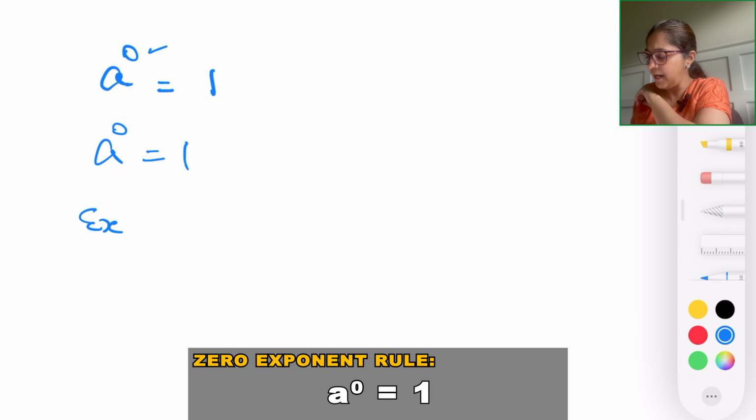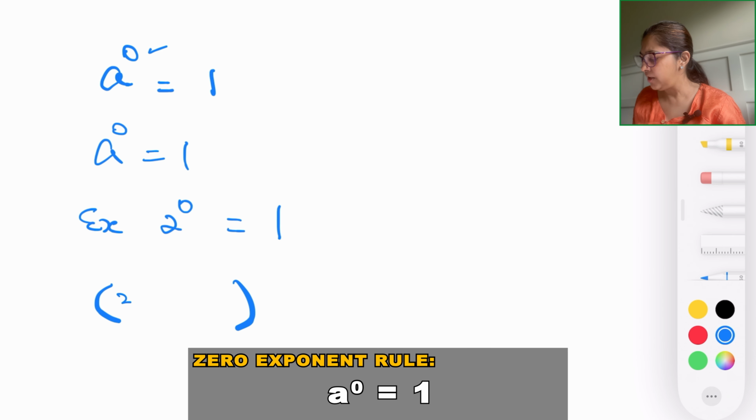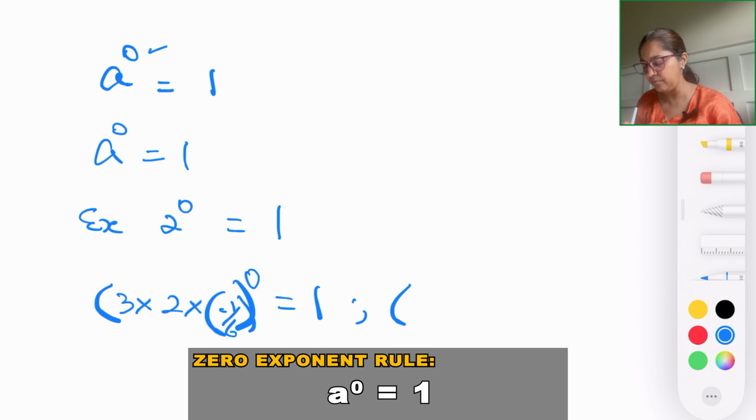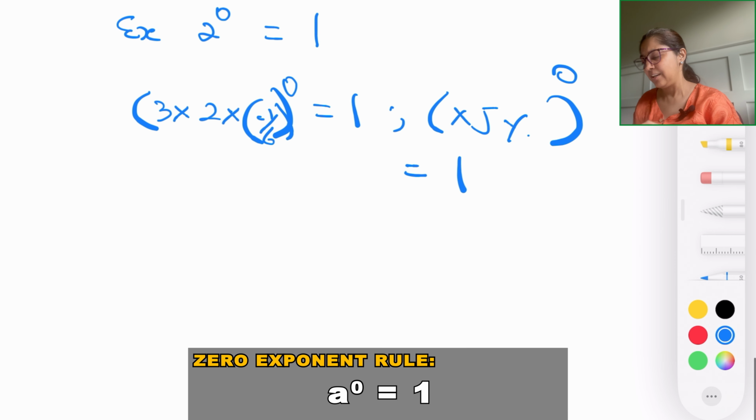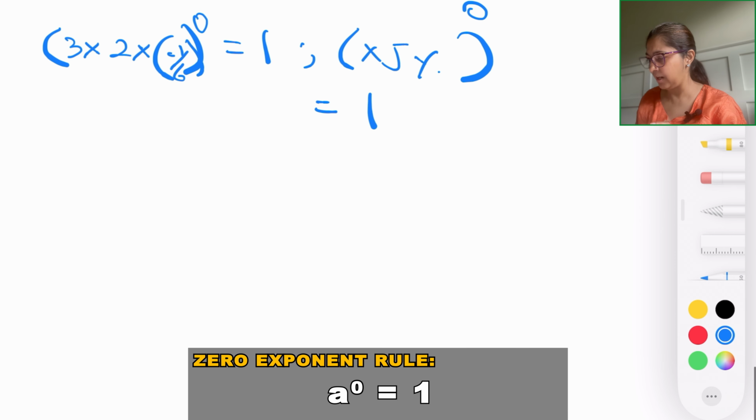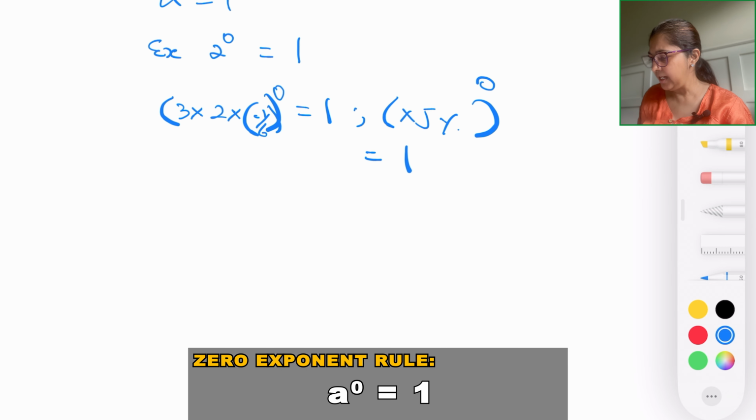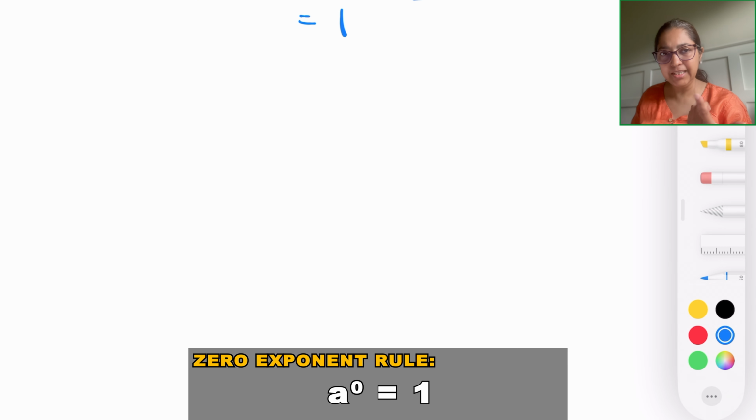For example, if I write 2 power 0, anything raised to the exponent of 0 is going to be 1. If I write 3 times 2 times negative 1 over 6 to the power of 0, that will also be 1. You write any kind of gibberish in the bracket and raise it to the exponent of 0, the answer will be 1. A very neat little idea and a very helpful law as well. Another one is anything to the power of 1 is always going to be that number itself.